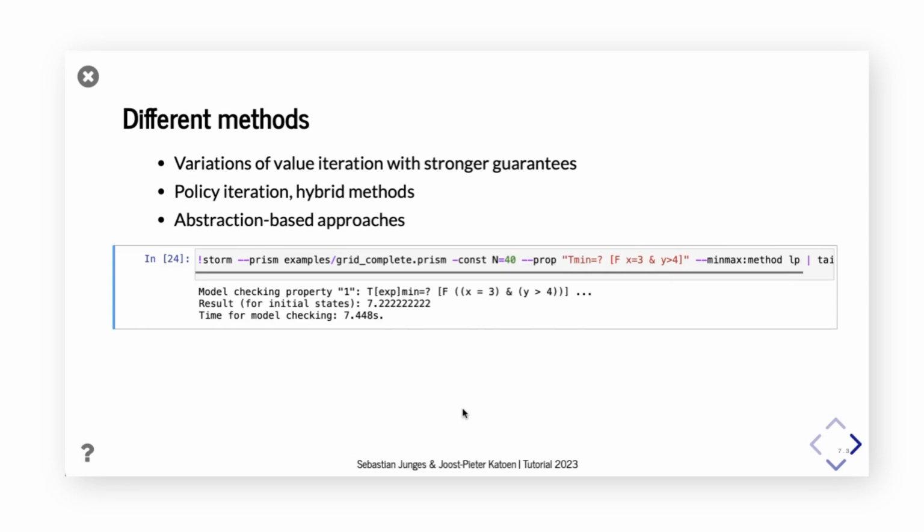Now, Joost-Pieter also alluded to this thing that, for example, MDPs can be checked as a linear program. This is implemented in Storm. So here you see a method where we explicitly say when you're solving MDPs, and you do need to look a little bit into the documentation to understand that this is this min-max method that you need to set. I do understand that that might be hard to find, but we're working on this. Then if you say this is an LP, we can solve this. The answer is 7.22 and we take 7 seconds.